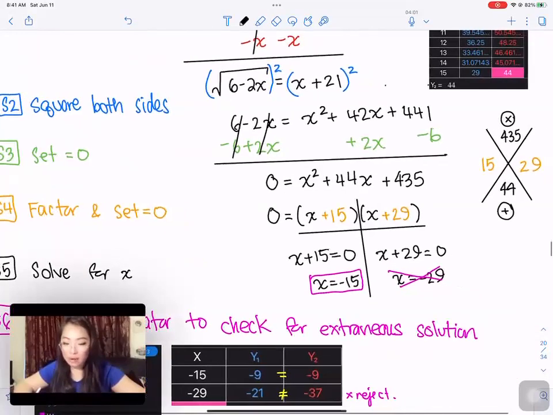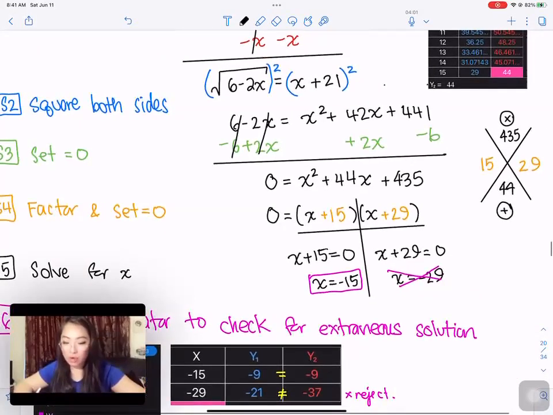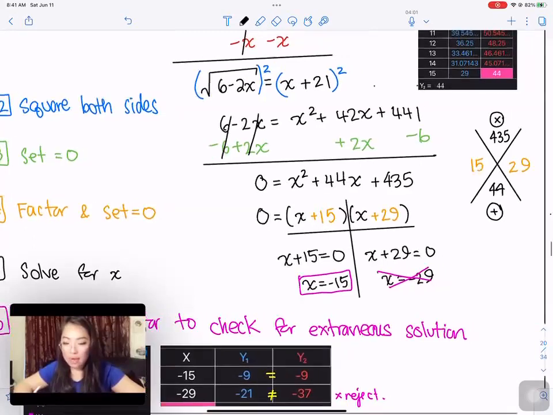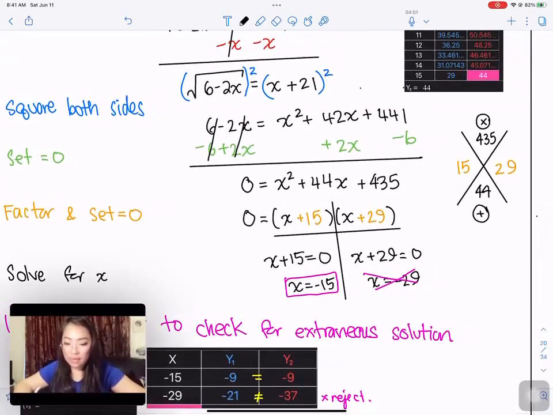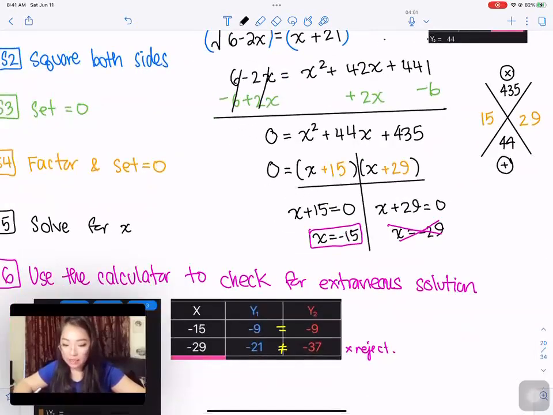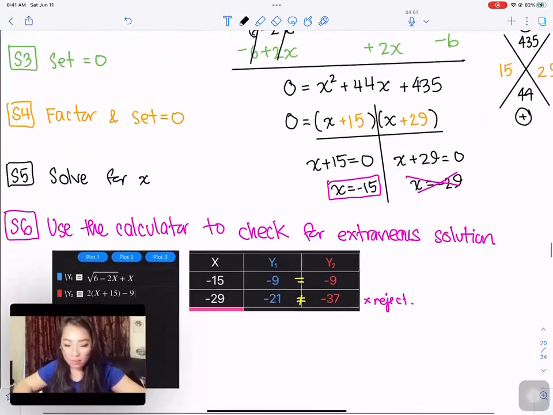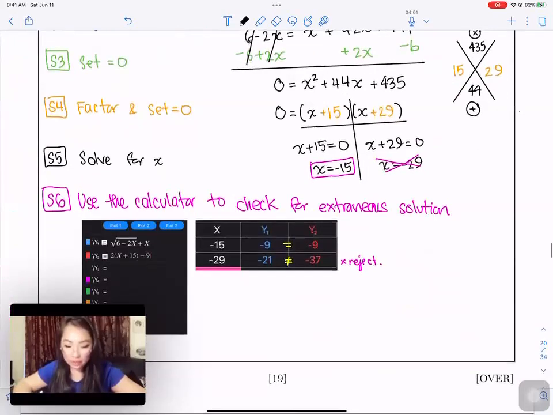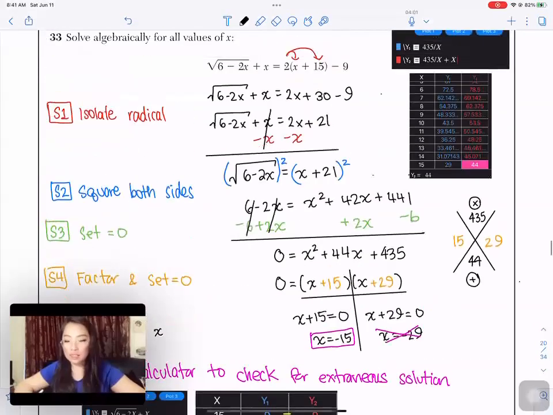So I'm going to factor by finding two numbers that when you multiply give you 435, but when you add give you 44. And that gives us 15 and 29. And so you're going to get negative 15 and negative 29. But when you check using your calculator, you're going to see that negative 15 is the only one that works. And so x equals negative 29 has to be rejected. And that's what they're looking for. They're looking to see, can you reject an answer?